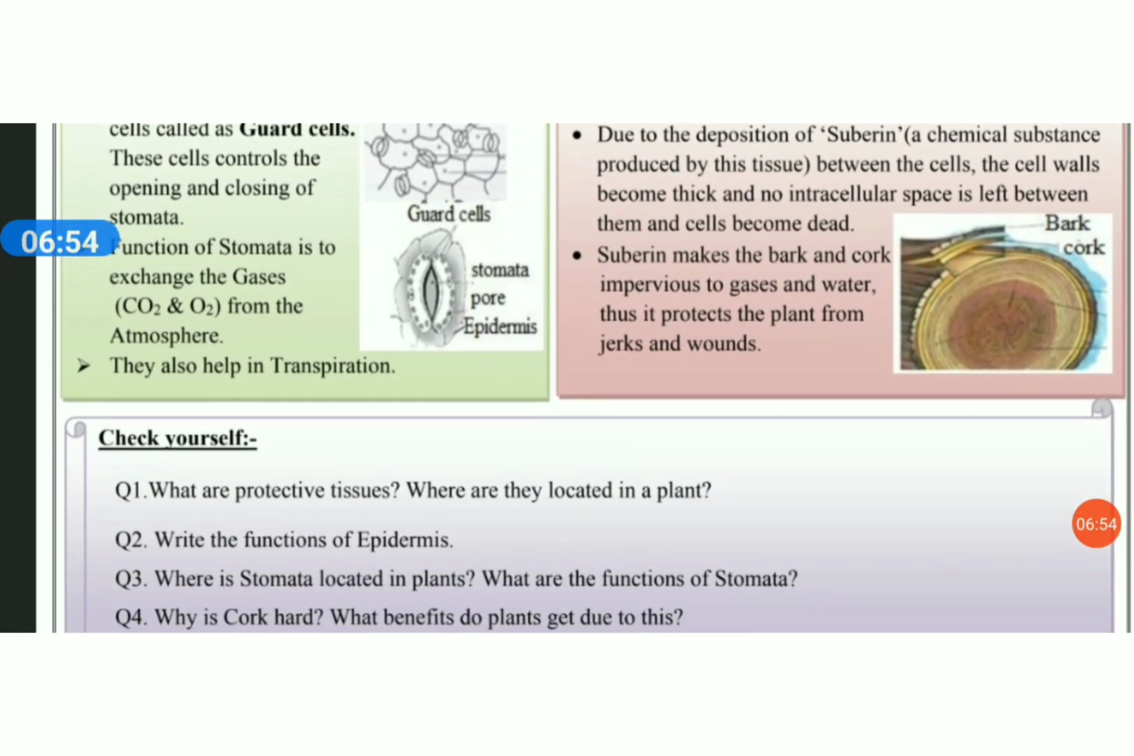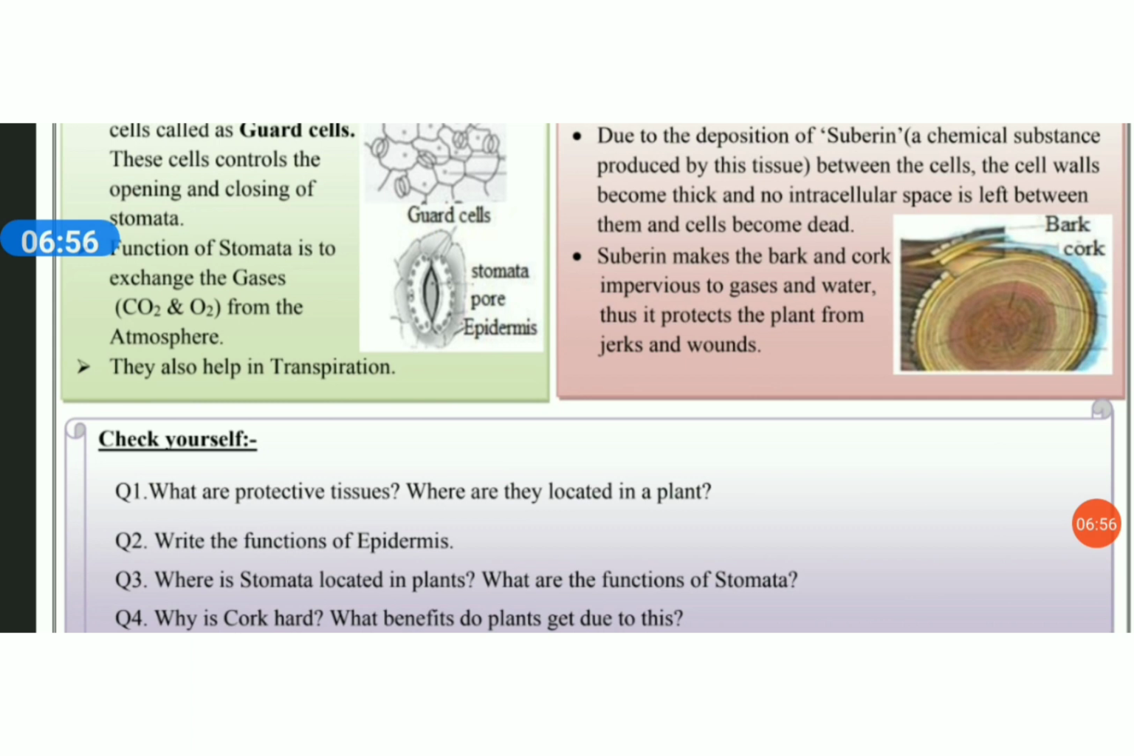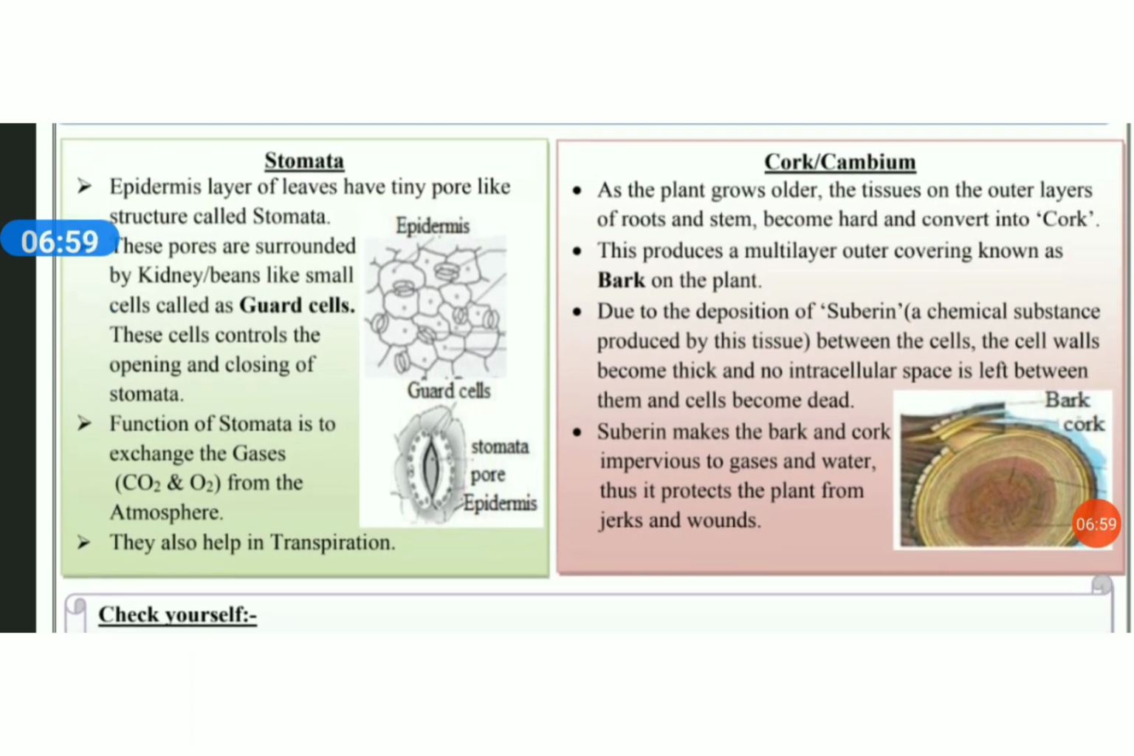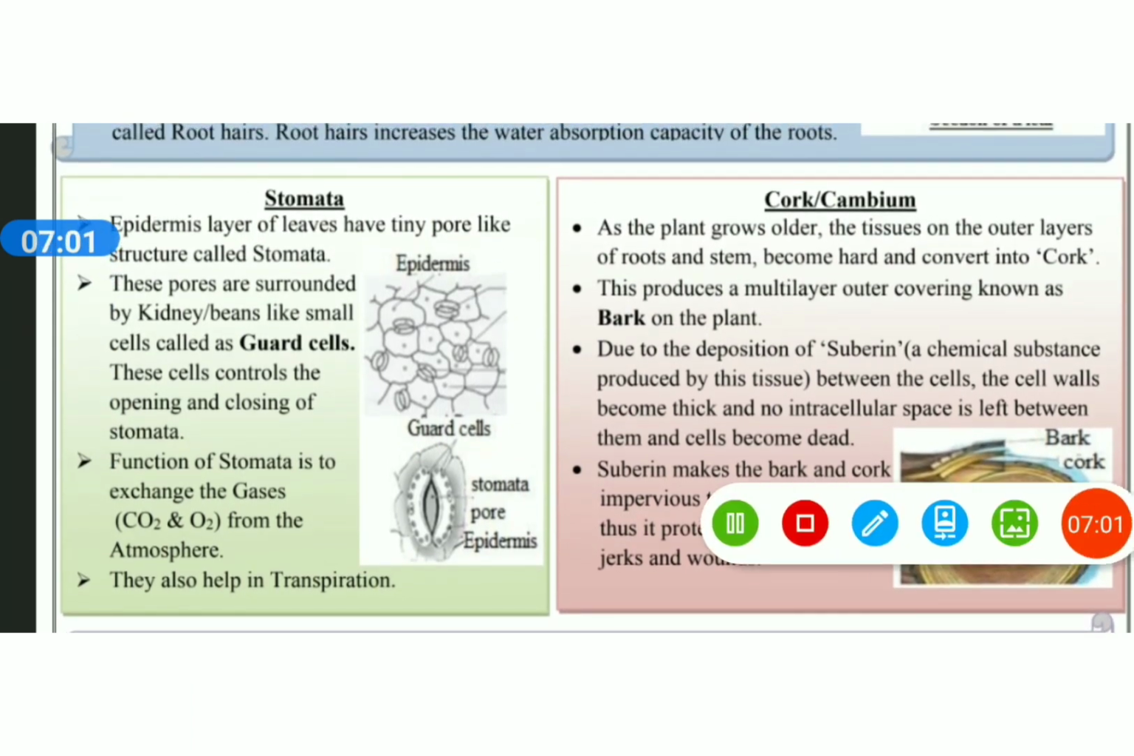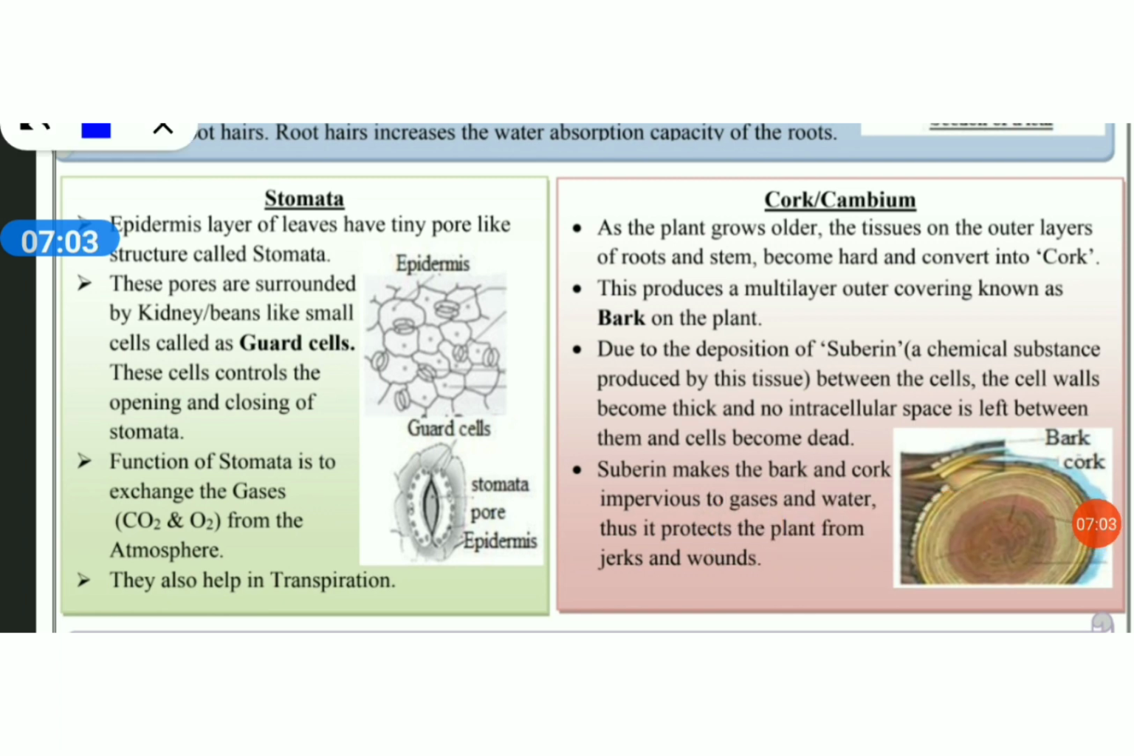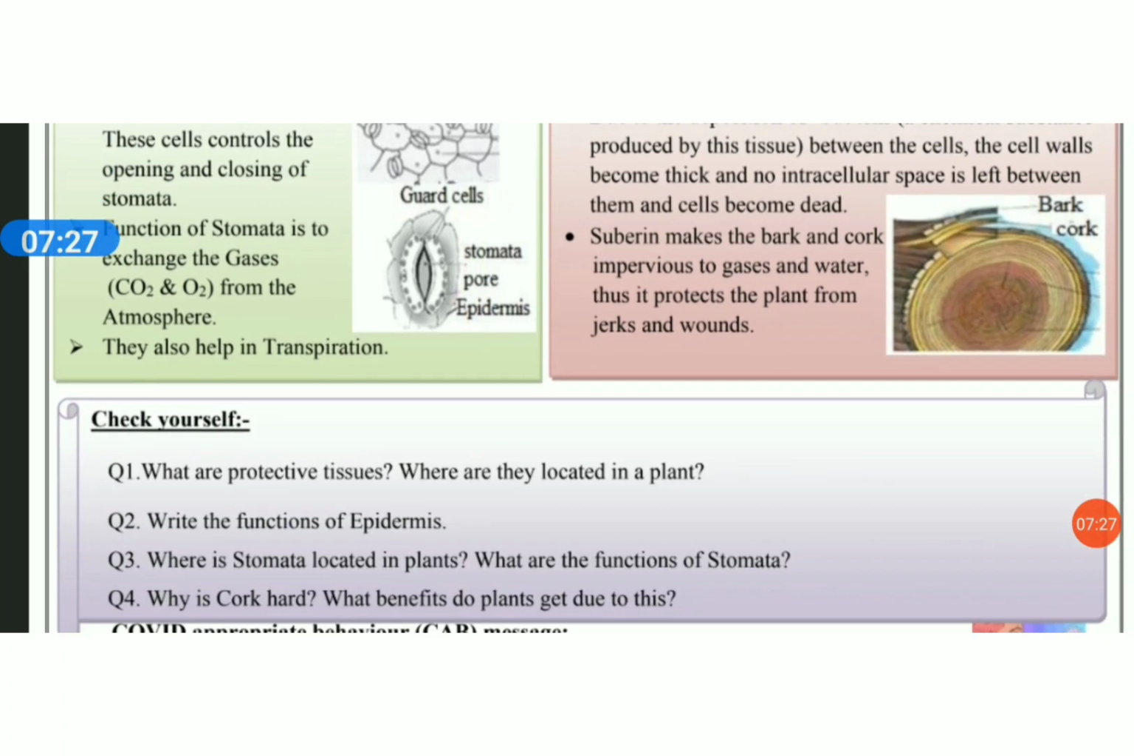Now let us see the third question. Where are stomata located in plants and what are the functions? As we have just seen, stomata are present on the epidermis layer of leaves in the form of tiny pores, and these pores are surrounded by guard cells which control the opening and closing of the stomata. The two functions are exchange of gases, and second, it also helps in transpiration. So this is all about stomata. Now let us see the next question.